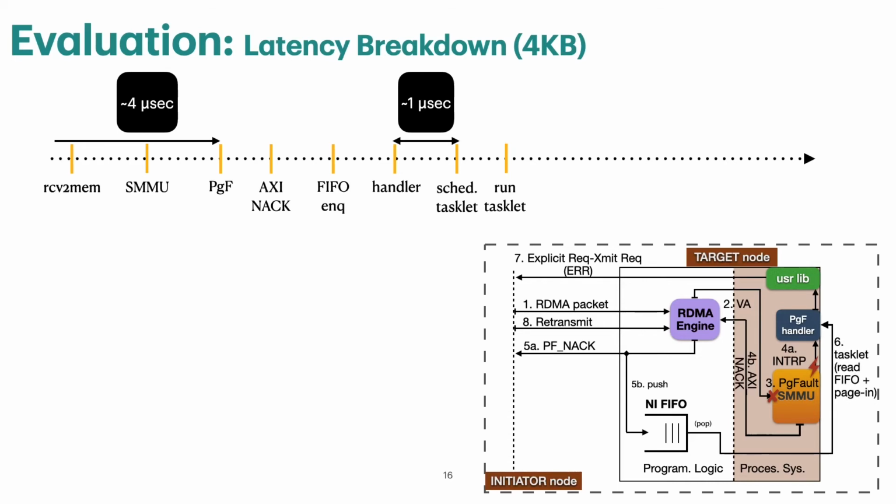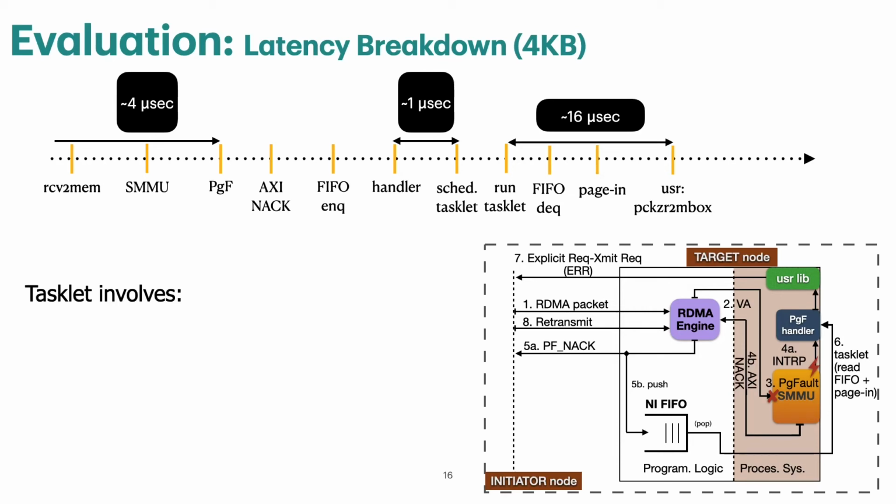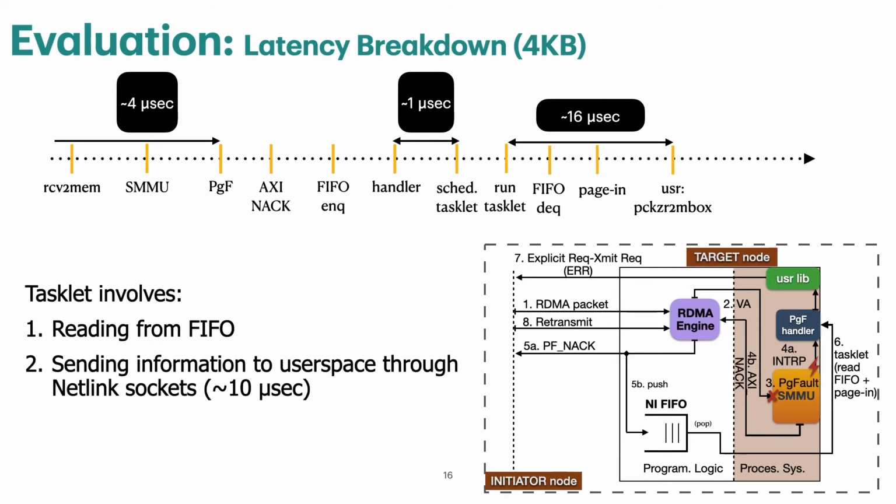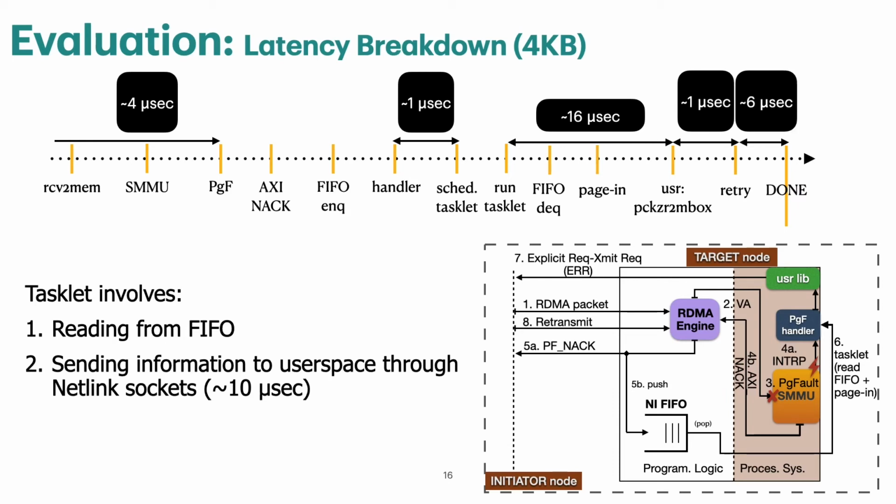At some point in time, the tasklet will be run. It will dequeue the information from the FIFO. It will page in the corresponding pages. Then we have a mechanism that notifies the initiator node through user space. This takes approximately 16 microseconds. We should note here that the tasklet involves reading from the FIFO and also sending the information to user space through netlink sockets. These netlink sockets take approximately 10 microseconds. Now at some point, the initiator node will receive the message, and before retrying, this takes approximately 1 microsecond. And the transmission takes approximately 6 microseconds.